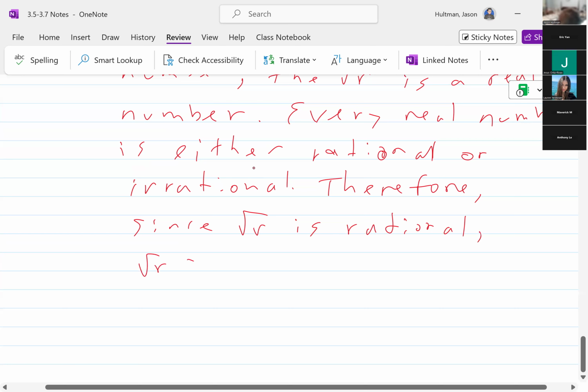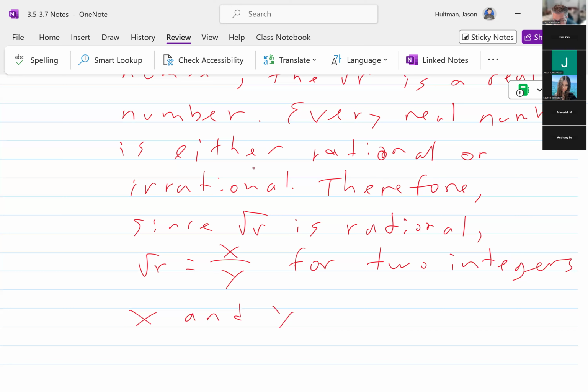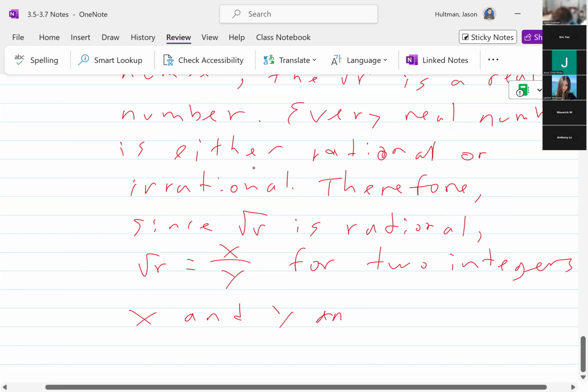the square root of R must equal some x over y for two integers x and y. If the square root of R is rational, then we have to have some x and y, two integers, where x is over y, and y cannot equal 0.